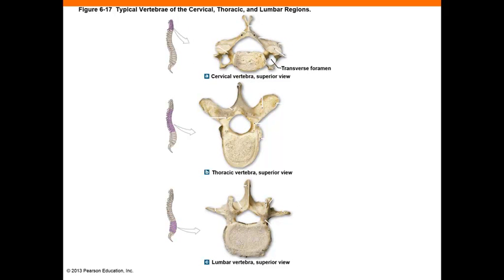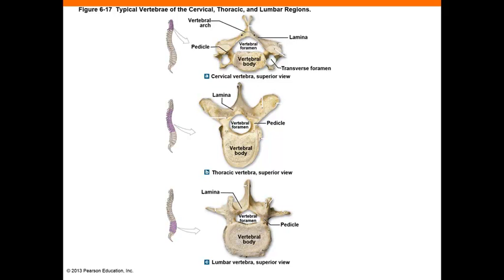This figure shows representative vertebrae from the 3 different regions of the vertebral column, and that is a superior view. So we're pulling one out and looking at it from the top down. Some of the features include vertebral bodies that bear the weight and are separated from each other by intervertebral discs. The vertebral arches form the posterior margin of the vertebral foramina, which form the vertebral canal. Vertebral arches have walls called pedicles and roots that are called laminae.